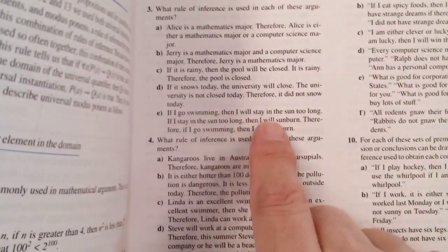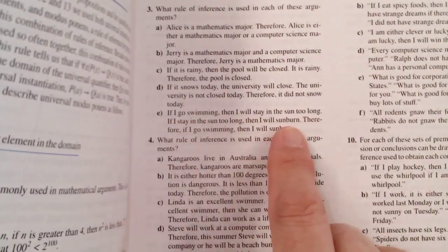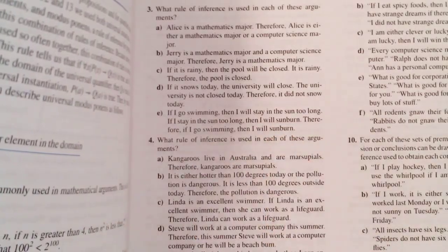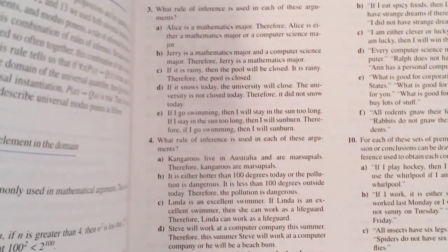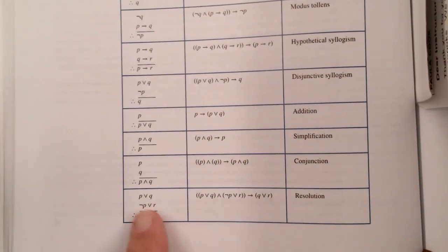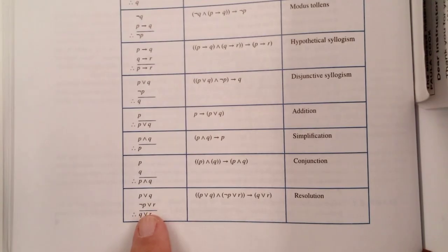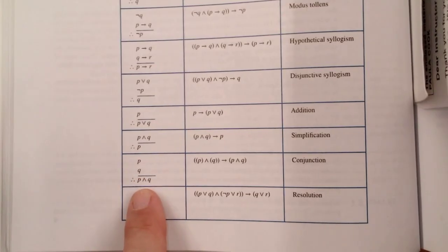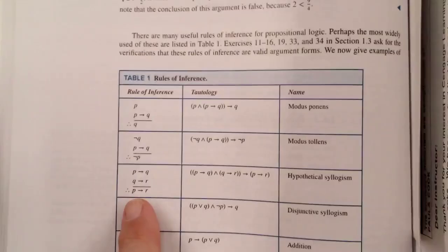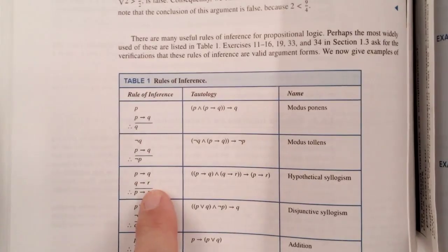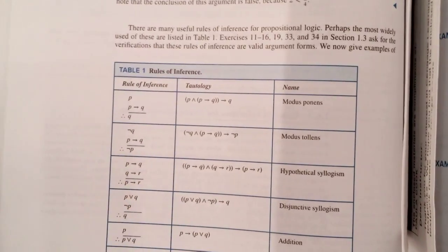If I go swimming, then I will stay in the sun too long. If I stay in the sun too long, then I will sunburn. Therefore, if I go swimming, I will sunburn. The last one was our resolution. Did the sentences I say have ors in them? Is it conjunction? Didn't use an and. It's our transitive property. If I go swimming, then I will stay in the sun. If I stay in the sun, aha, that's this setup here. So that's valid as well.